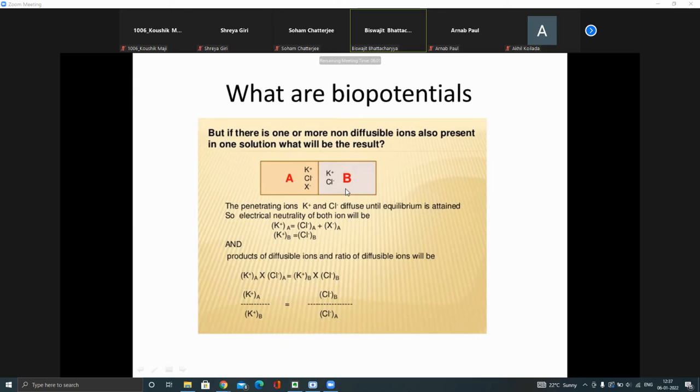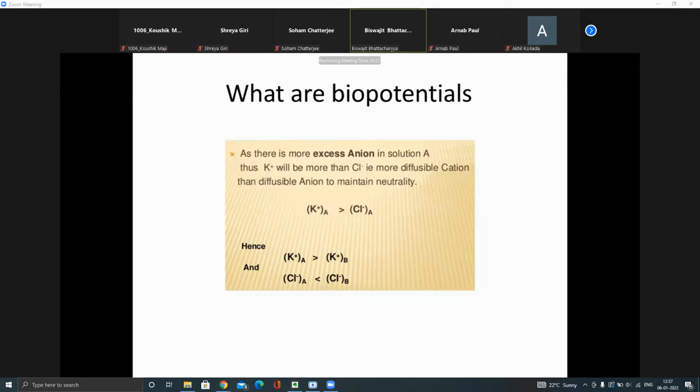Now, X is not a diffusible ion. The only diffusion possible is by potassium and chlorine, not by the X anion. So the product of diffusible ions will be what? The potassium ion in solution A times the chlorine ion in solution A will be equal to the number of potassium ions in solution B times the number of chlorine ions in solution B. But I told you that the potassium ion is larger in number than the chlorine ion in solution A.